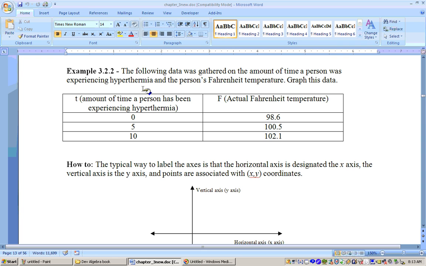Okay, this next problem wants us to graph the relationship between the amount of time that a person has been experiencing hyperthermia and their actual body temperature, their Fahrenheit temperature. So the x-axis is going to be the amount of time that's gone by in minutes. And here is the person's body temperature, that's going to be the y value. So we need to plot these points. Let's go ahead and do that.